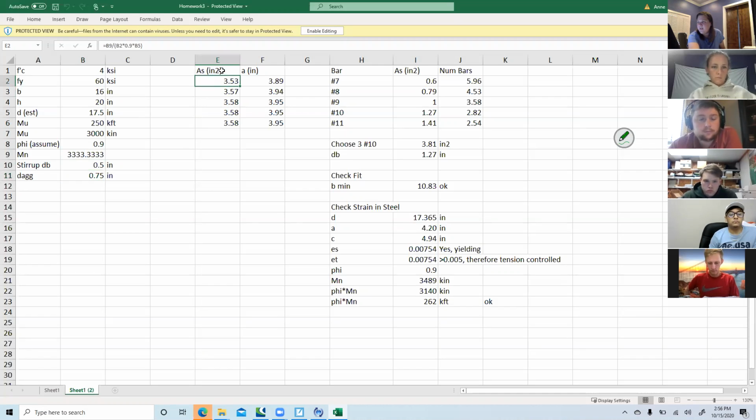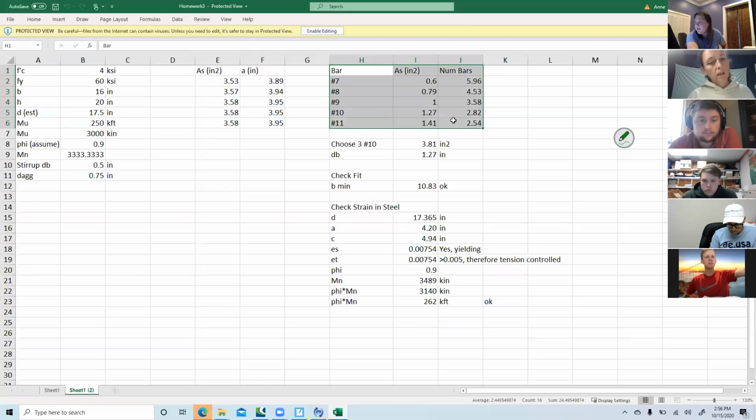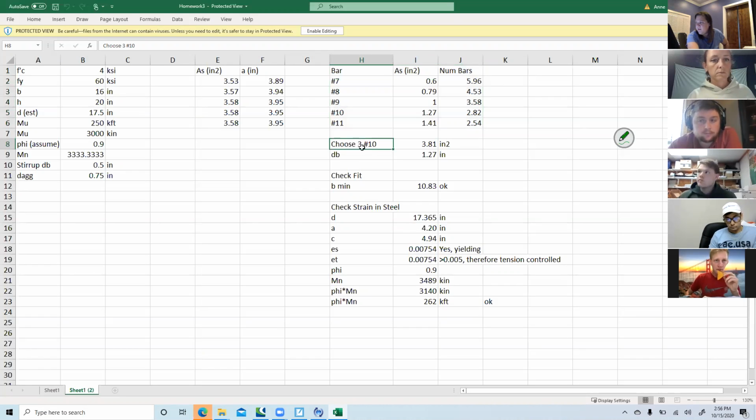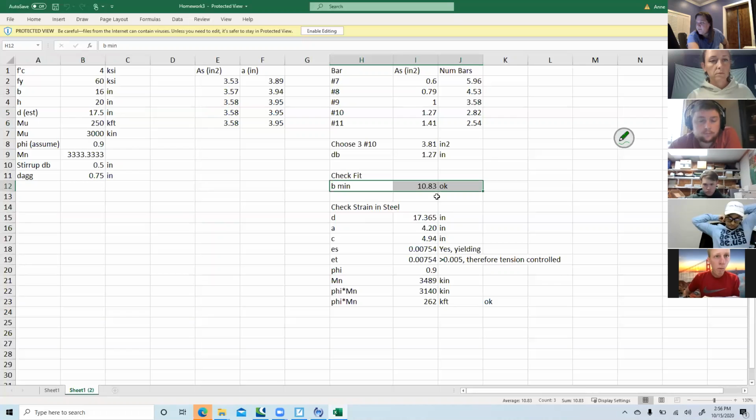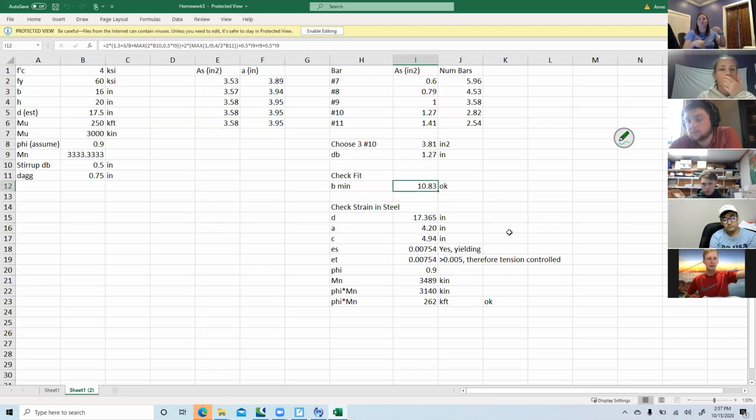And then this is calculating the area of steel and the a. That's what we did before. Here is, okay, if I use these bars, this is the number. And then I'm going to choose 3.81 inches squared. I checked the fit by calculating the minimum spacing, which was 1.27 inches, and what my minimum beam width would be, instead of calculating the spacing and checking that it met it.